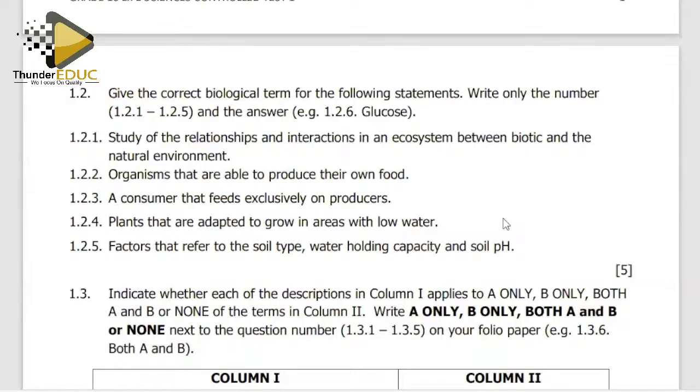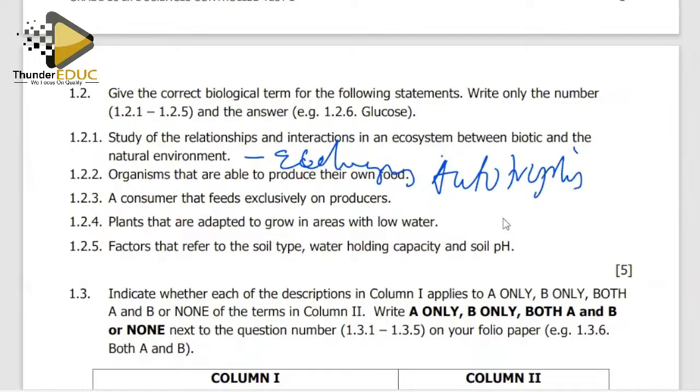These are biological terms. The study of relationships and interactions in an ecosystem between biotic and abiotic natural environment, how do you call that? Ecology. Organisms that are able to produce their own food: autotrophs. What about when I say producers? It looks correct.